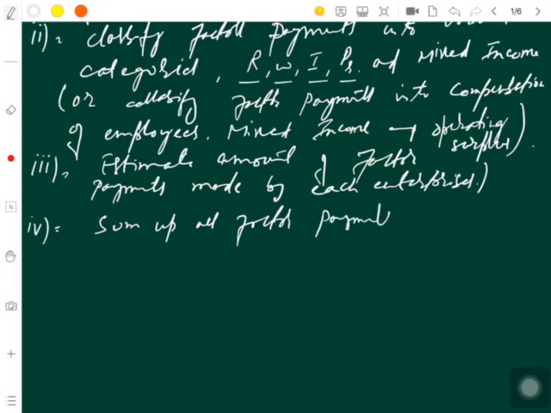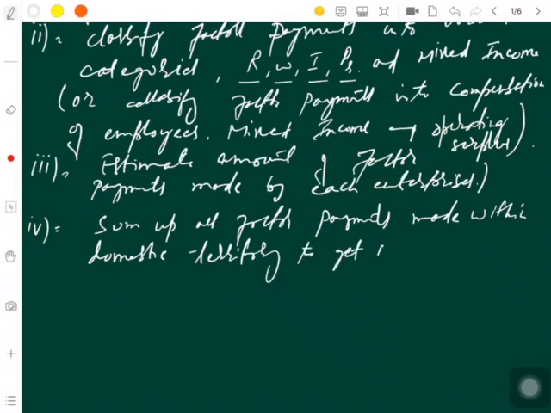If you look into the steps, this is nothing but the elaboration of the definition in itself. So you have to be a bit clever here to understand each and everything in connection. You will have to connect A with B, with C, with D, and it will be easy for you to answer any question you are asked. So sum up all factor payments made within domestic territory to get domestic income.